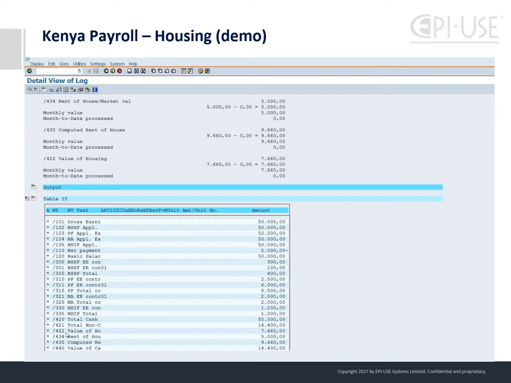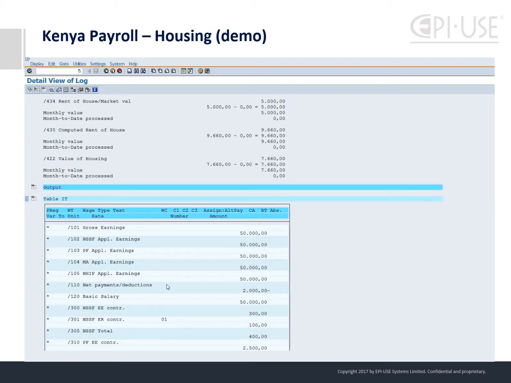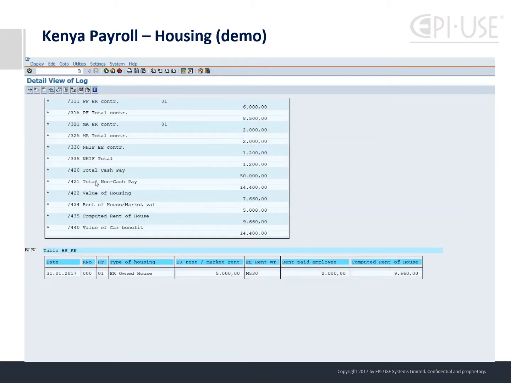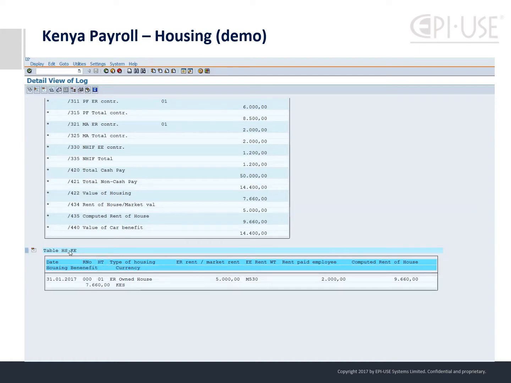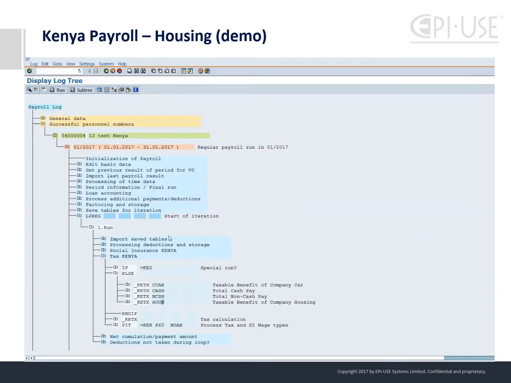And these wage types are then stored also in the input table, and we find them all here, the value of housing, the rent, etc. And here we also find this table with the information that is stored that will be used also in the iTax interface. So for housing as well, we find the complete log in the payroll, and it explains exactly how the housing benefit is calculated.